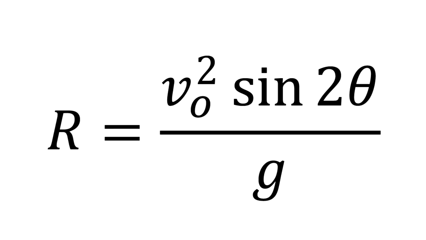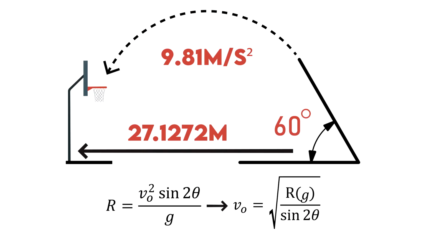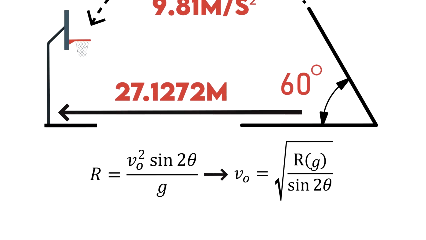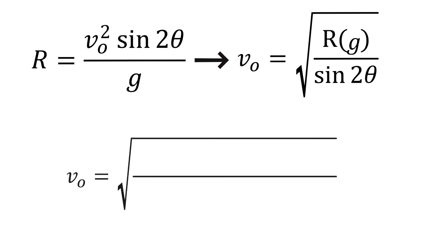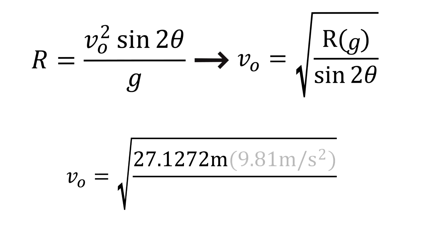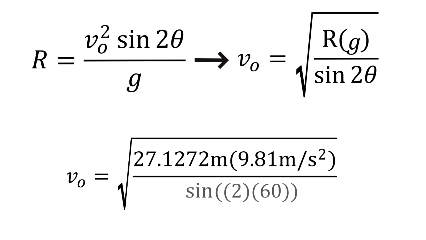Since we are looking for the initial velocity, we are going to derive the given formula to a formula where we find the initial velocity. This one's my favorite part. Using the given values, we will be substituting those in the derived formula. Now we have initial velocity equals the square root of the quantity of 27.1272 meters times 9.81 meters per second squared, divided by the quantity of sine of 2 times 60.